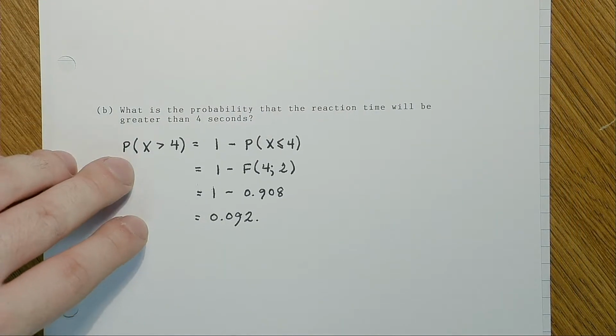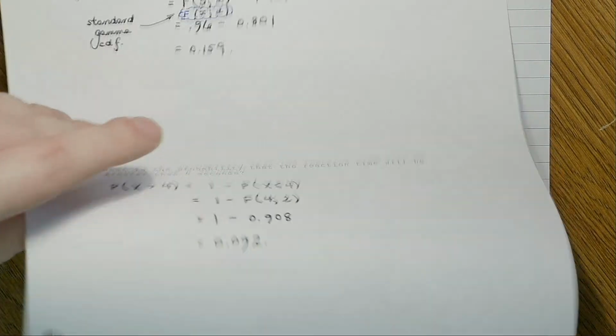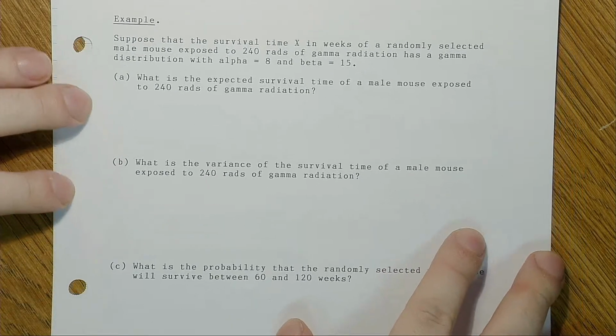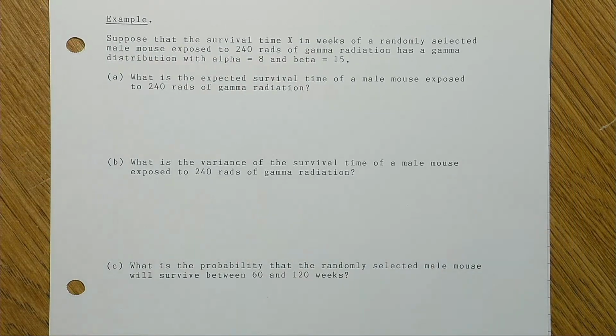So the next part, here's another example. Suppose that the survival time X in weeks of a randomly selected male mouse exposed to 240 rads of gamma radiation. How appropriate, we're using a gamma distribution. It follows a gamma distribution with alpha equals 8 and beta equals 15.